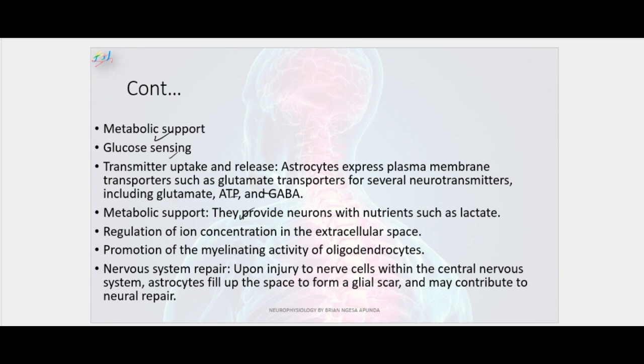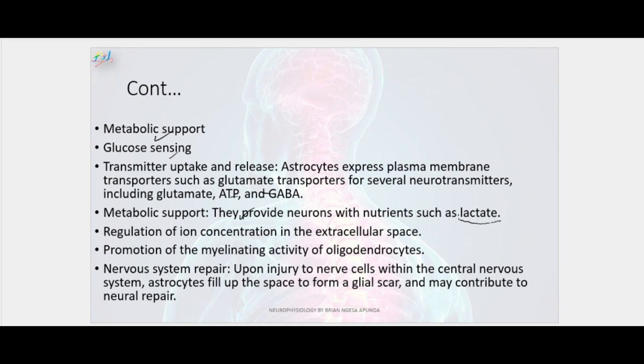Metabolic support, we've said, they provide neurons with nutrients such as lactate. So remember the lactate. We were able to say that when you have a lot of pyruvic acid accumulating, you are able to get the lactate. But we know alternatively where you can get the lactate. So we have alternatives that can be later converted back into glucose for its use. Promoting myelin activity of the oligodendrocyte, nervous system repair.